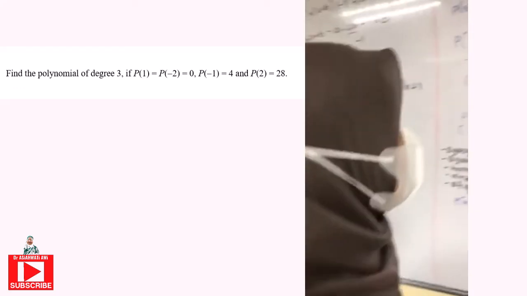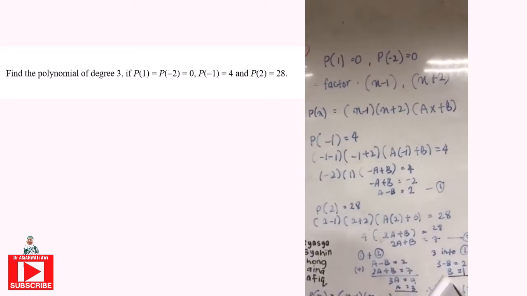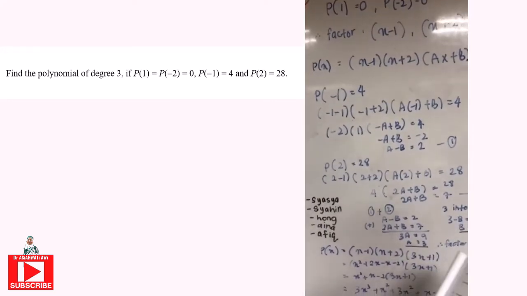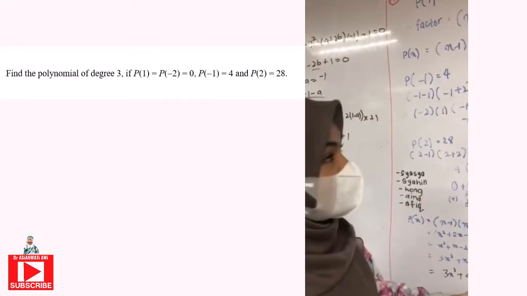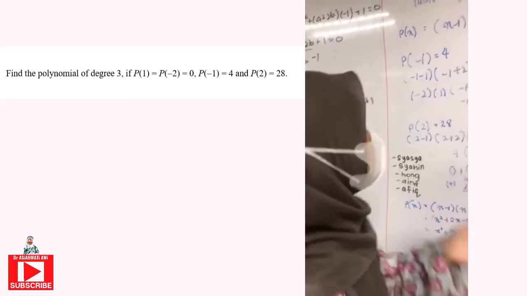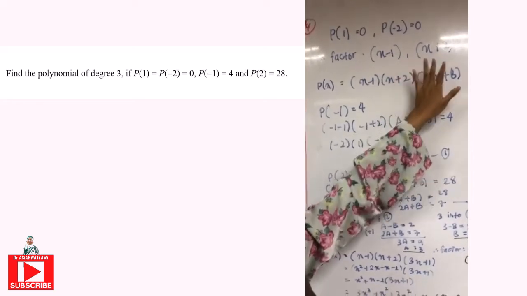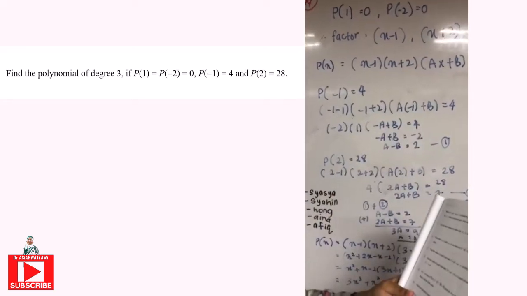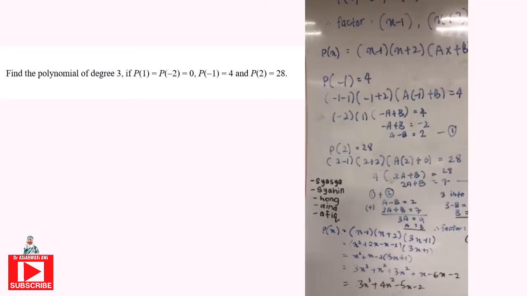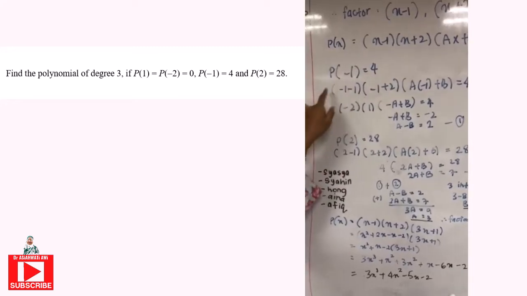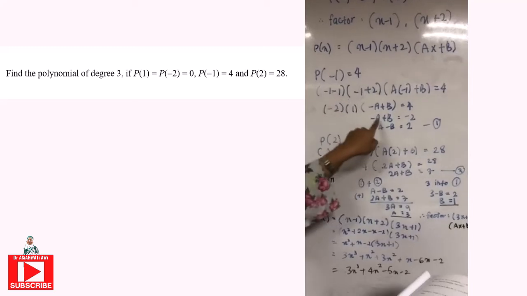Nombor 14. So 14 dia cakap polynomial of degree 3, P(1) equals to P(2) equals to 0. So kita tahu yang P(1) dan P(2) ni bila kita polynomials tu divide dengan factor dia akan dapat kosong, maksudnya tak ada baki. So kita boleh tulis x tolak 1 dan x tolak 2 ni adalah factor dia. Okay, untuk P(negatif 1) sama dengan 4 dengan P(2) sama dengan 28, dia ada baki. Jadi kita tak boleh kata yang dia ni zeros. Jadi kita kena substitute masuk dulu.